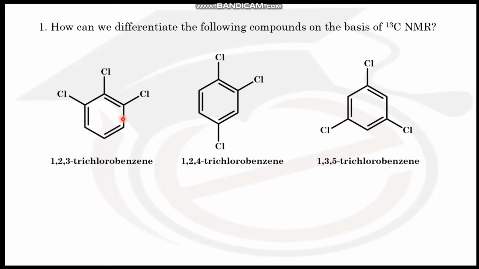That IUPAC nomenclature you should understand, because maybe in the question only the name will come. You have to first draw the structure. If you know the structure, you can easily find out the number of different carbons present, or the number of signals present. But if an IUPAC name is given and you have to find out the number of signals, first you have to draw it.